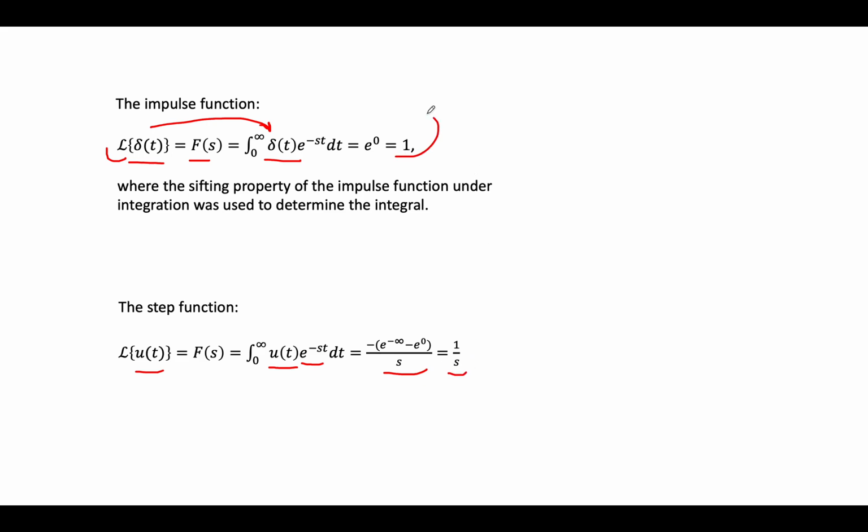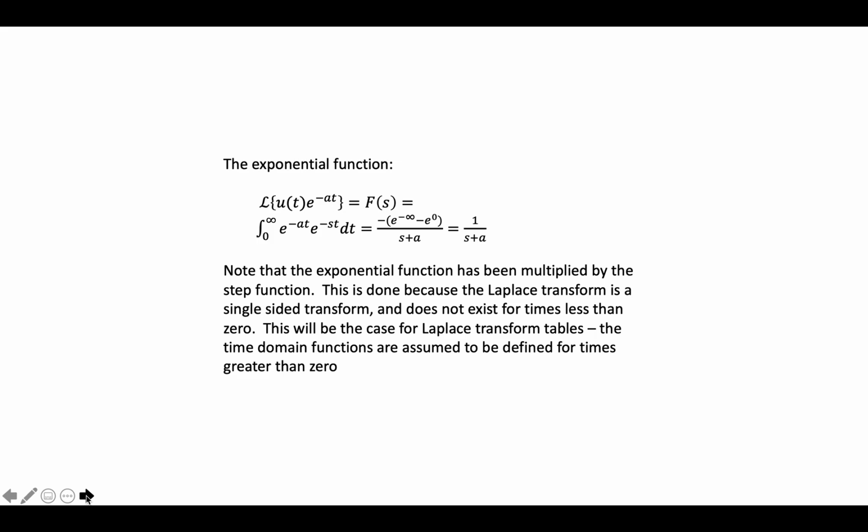These two transforms, the fact that the transform of the impulse function is 1 and the transform of the step function is 1 over s, really are transforms that you should know by heart. They are very simple and common transforms throughout engineering. So these should be some that you really should not have to look up on the tables.